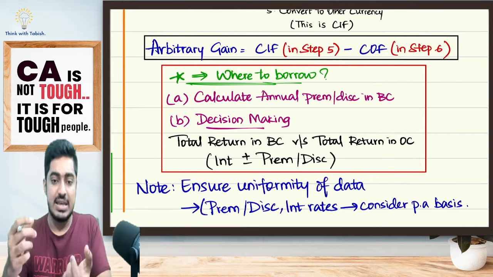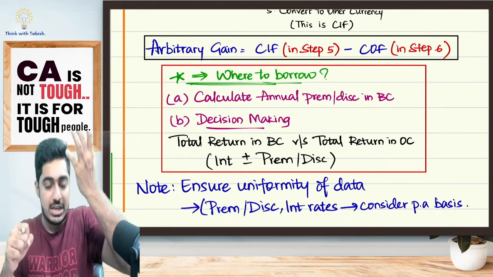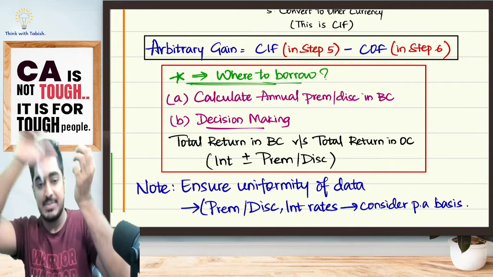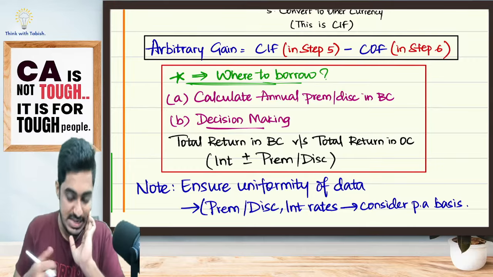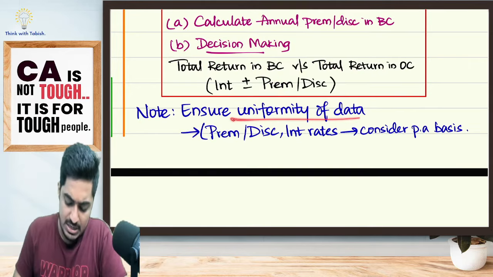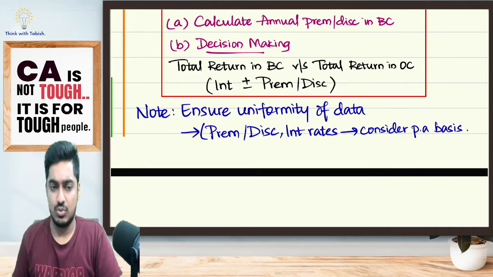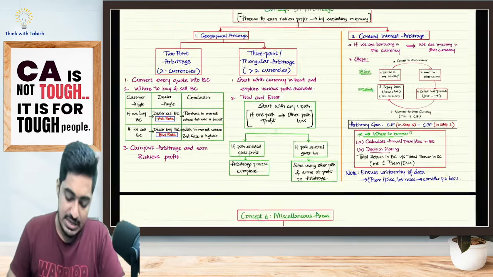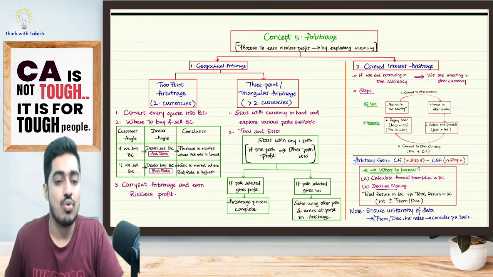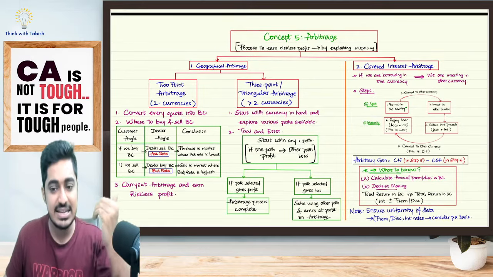Once you get that, imagine base currency return is more. That means in base currency you will invest, and in other currency you are going to borrow. Is this clear, everyone? The note is to ensure uniformity in data. Do all calculations on a per annum basis. Is this clear, everyone? Yes, concept 5, arbitrage, is also done. Let the things settle in.